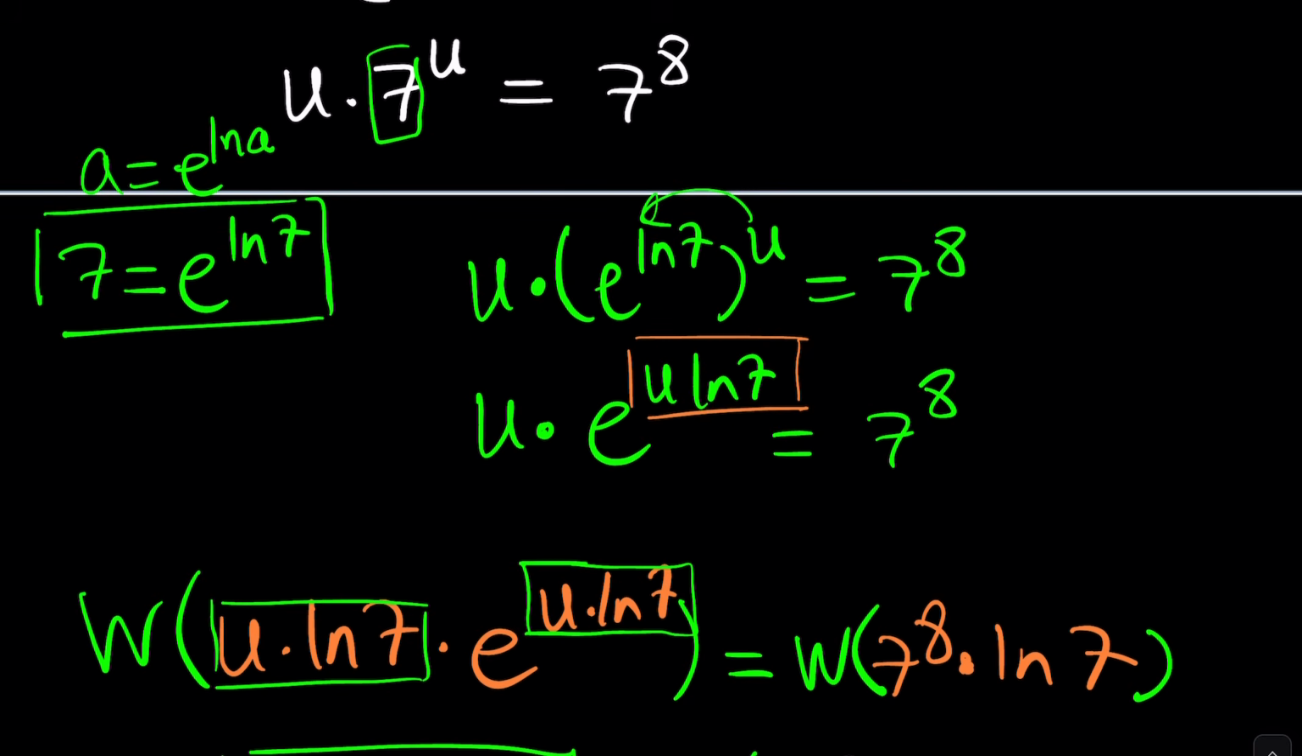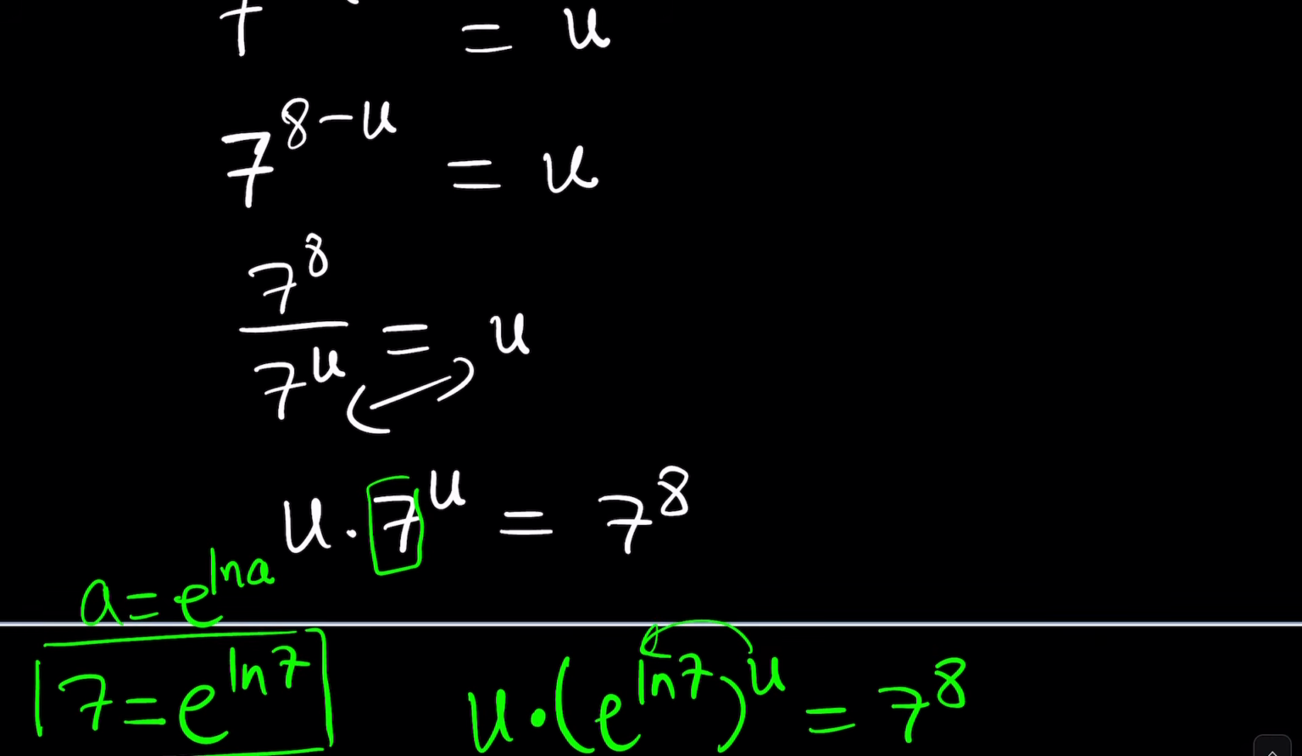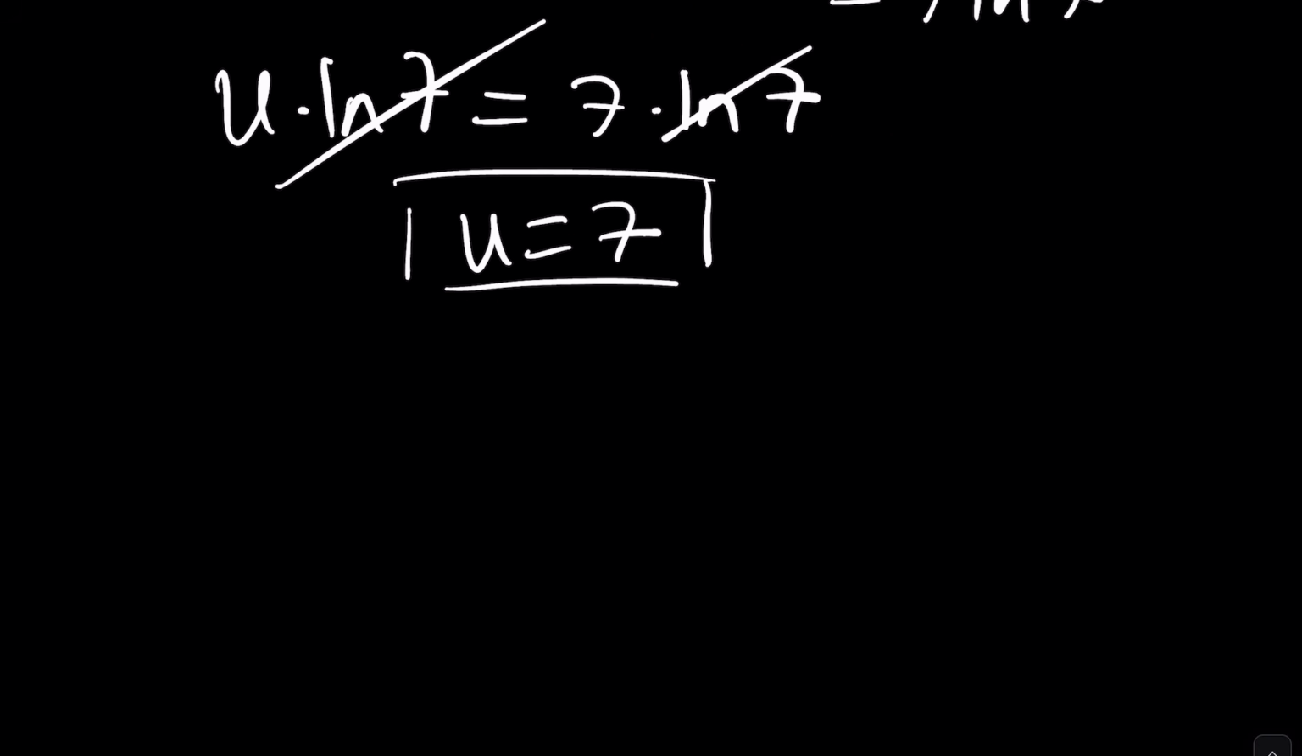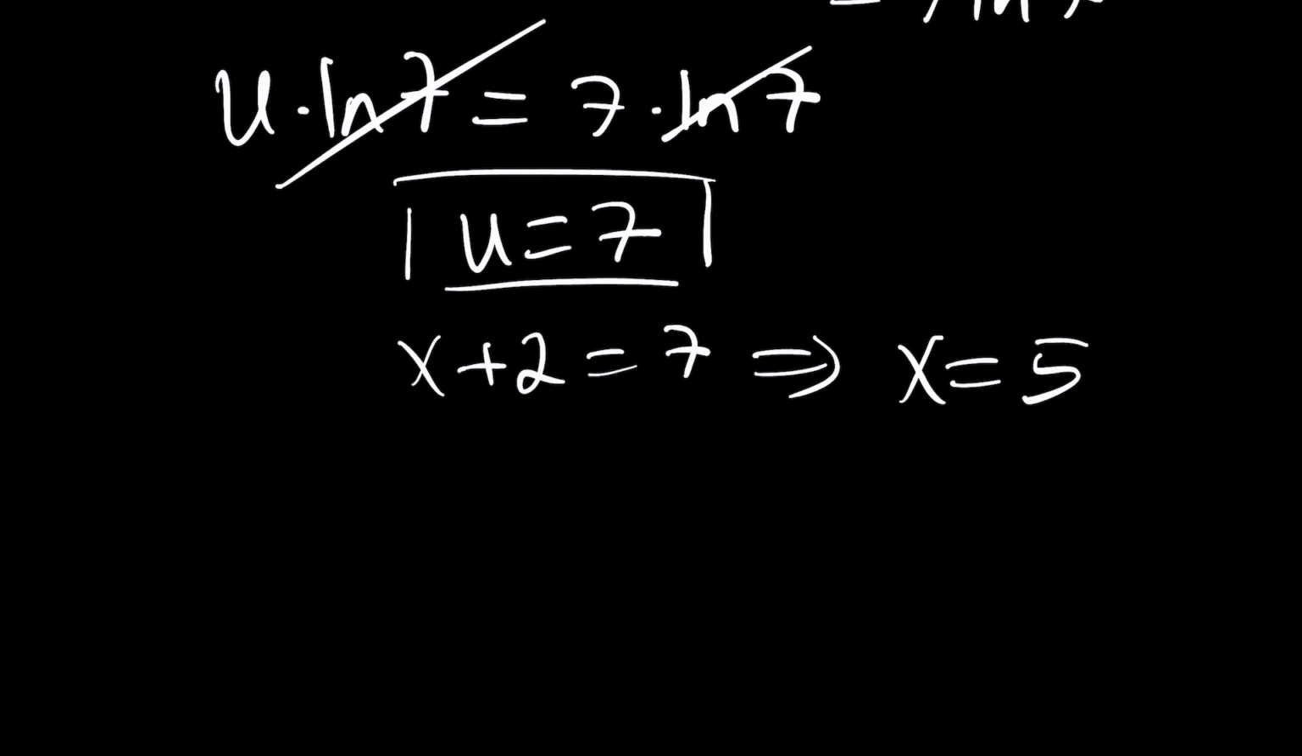What is U? U is, let's see. What was U? Oh, U is X plus 2, okay. U is X plus 2, so if X plus 2 is 7, then X is equal to 5. So that should be the solution, and looks like we only have one solution. Could there be another solution? Good question. Let's go ahead and check the second method, okay?